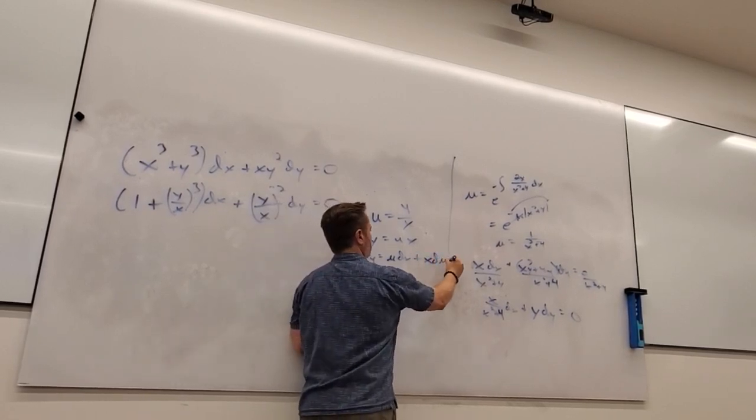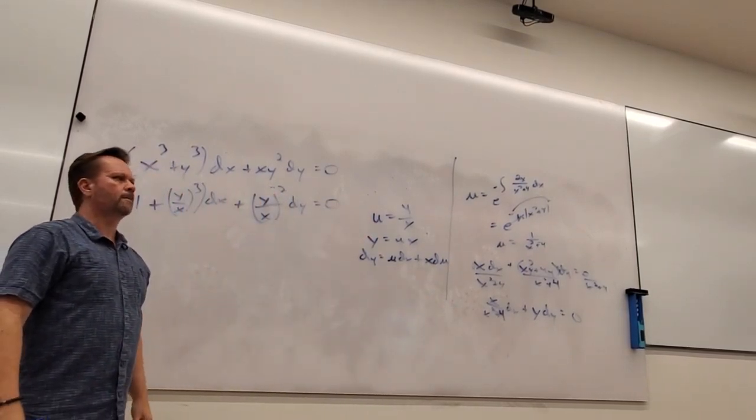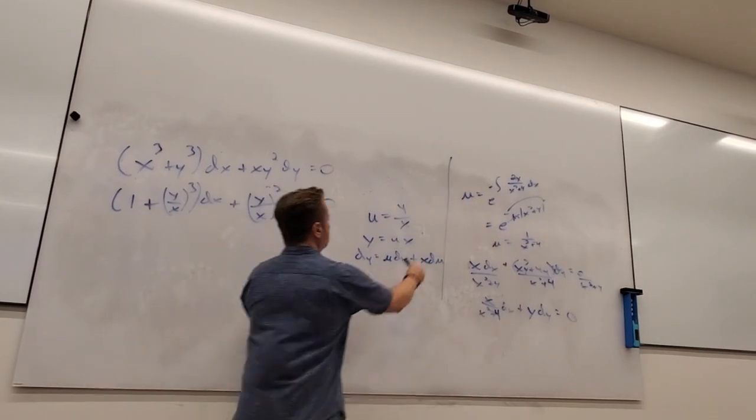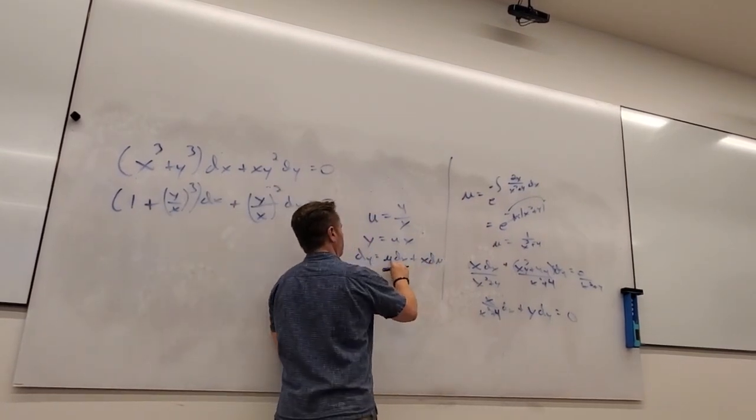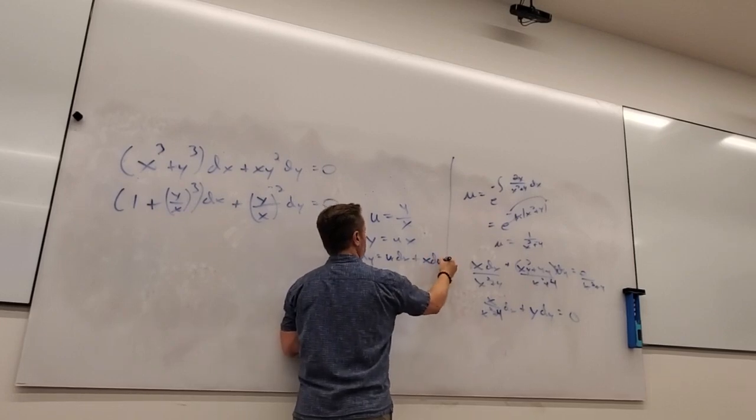X d mu. Everybody with me? You guys with me? Wait, what? D mu. Why is it me or you now? Huh? Oh, you. Sorry. Sorry. I got too many things in my head at one time. You. Okay.